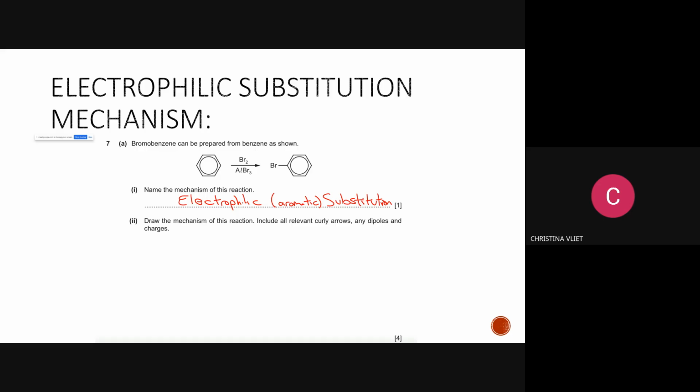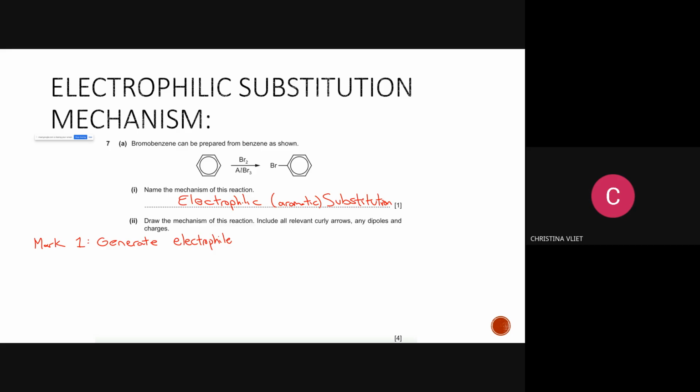And then we are asked to draw the mechanism for this reaction, include all relevant curly arrows, any dipoles and charges, and it's worth 4 marks. So 5 marks altogether here. I have where the marks come from. So mark 1 is to generate the electrophile.